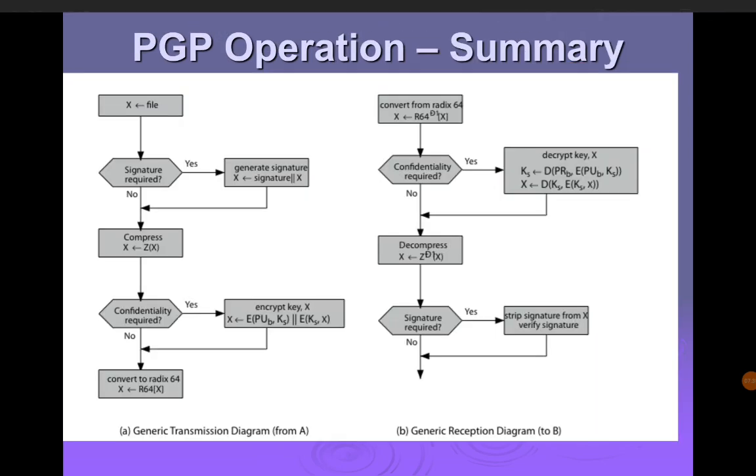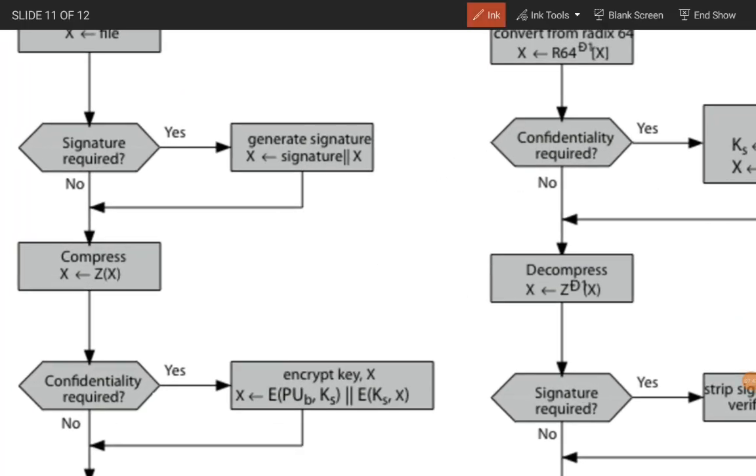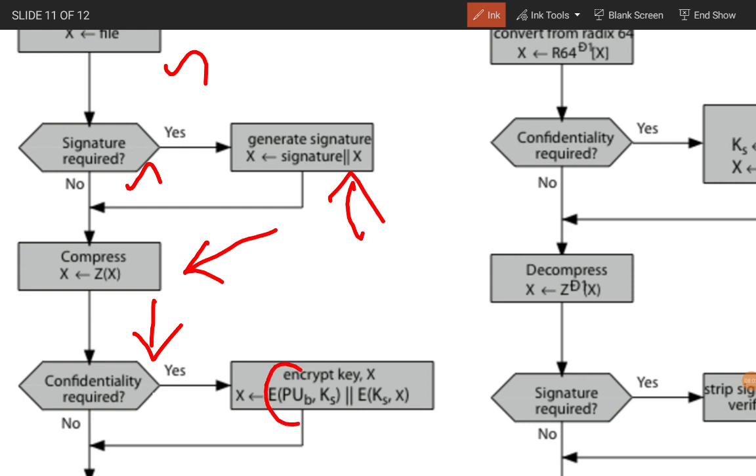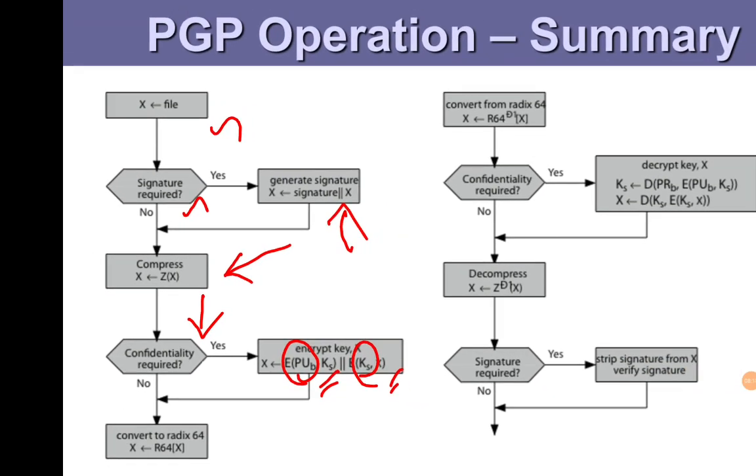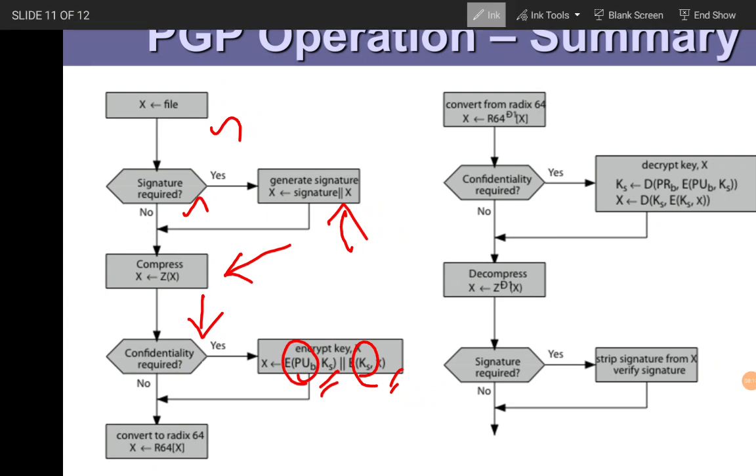So this is the overall summary of PGP. So we have the content. If we want the signature, then you have to create the signature using the hash function. After signing, you apply the compression. Then if we want confidentiality, you have to encrypt the message as well as the session key. Both the message and the session key are encrypted. Then we convert into ASCII characters.